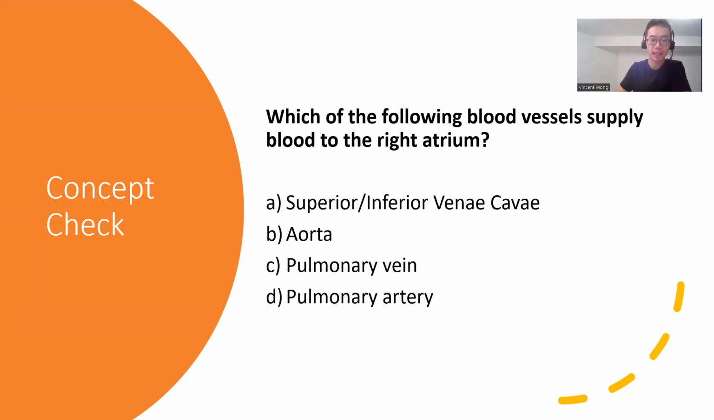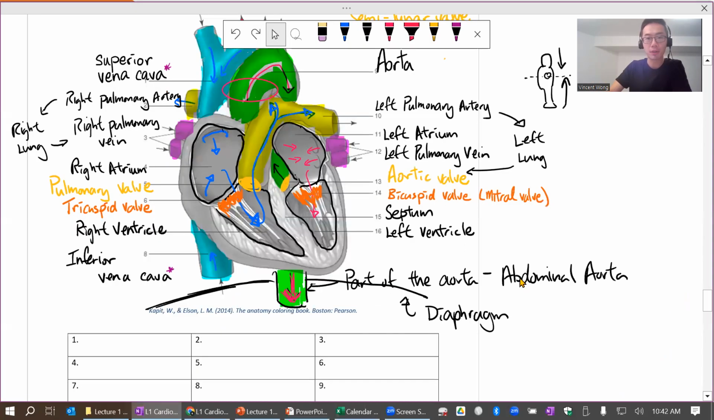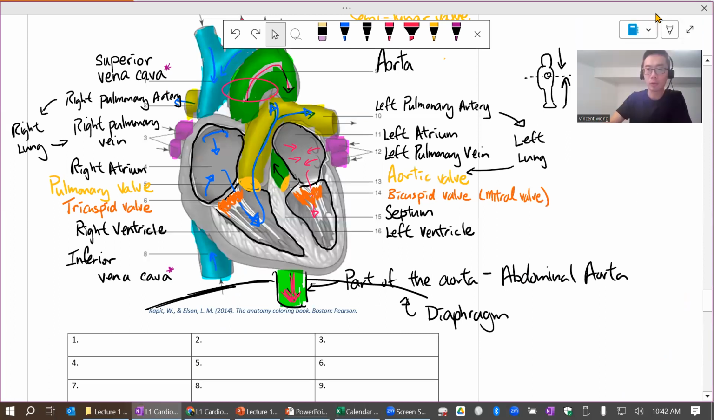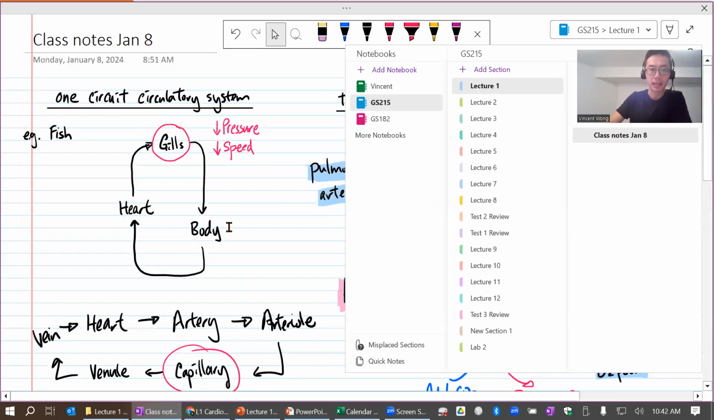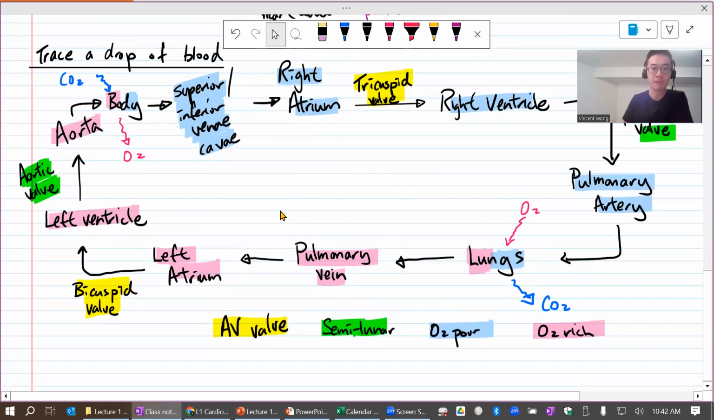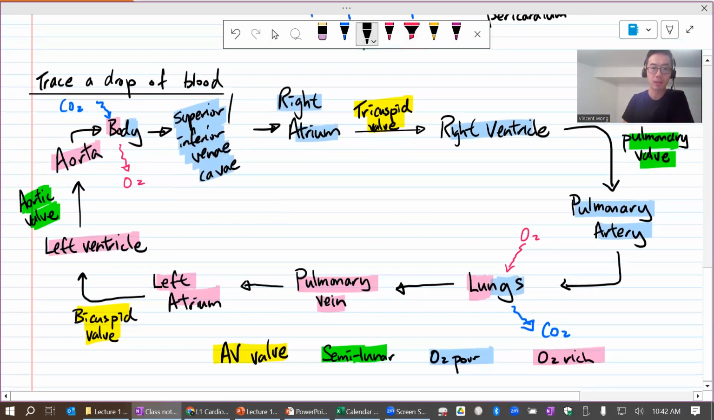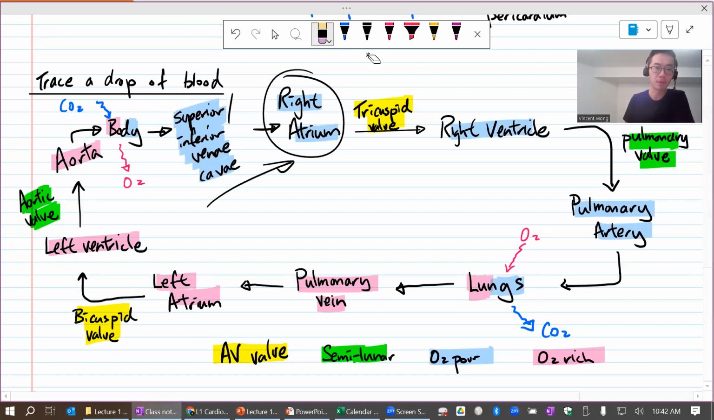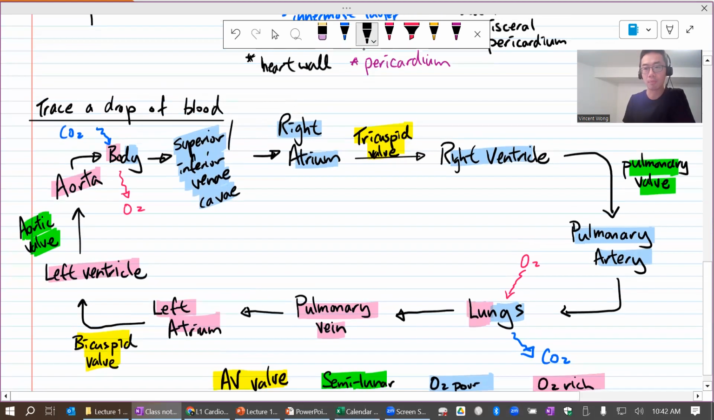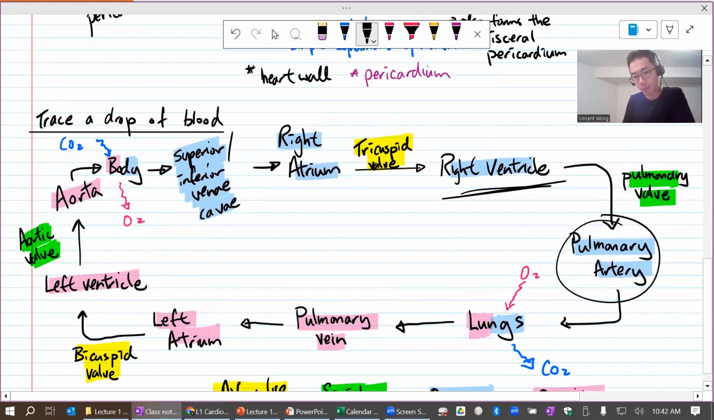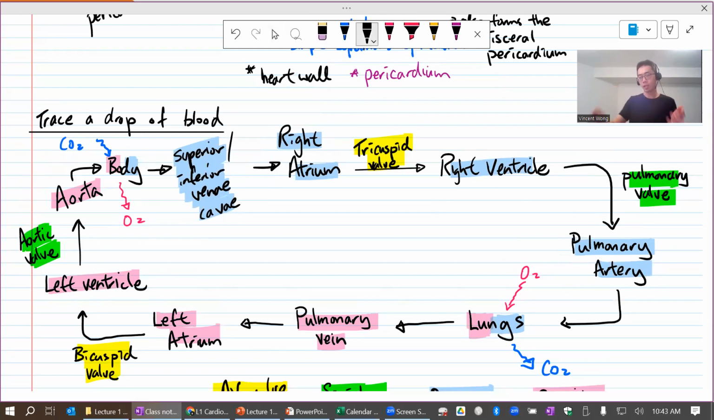The correct answer is the superior and inferior vena cava. If you're confused, all you have to do is look at the diagram we drew and look at what's before the right atrium. Here is the right atrium. What's supplying blood to it? What's the thing before it? Superior and inferior vena cava. And what's supplying blood to the pulmonary artery? Well, it's going to be the right ventricle. It's always the thing that's before it that is supplying the blood.